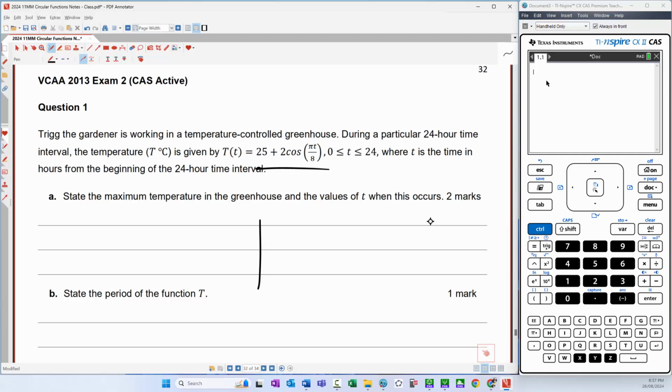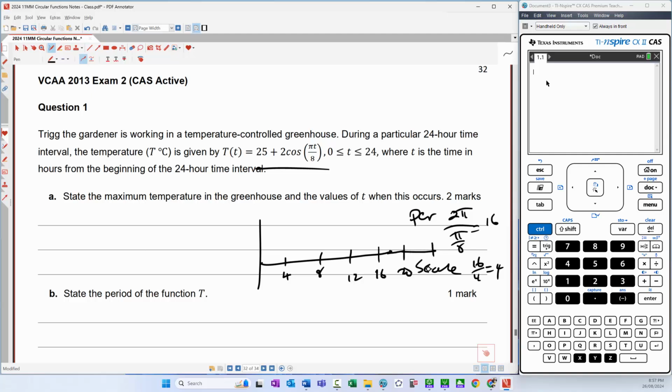So we can see that the period is 2 pi over pi on 8. So we can see the period is 16. That means the scale is 16 over 4, which is 4. So the action happens every 4 units of time. So 4 hours: 4, 8, 12, 16, 20, 24.